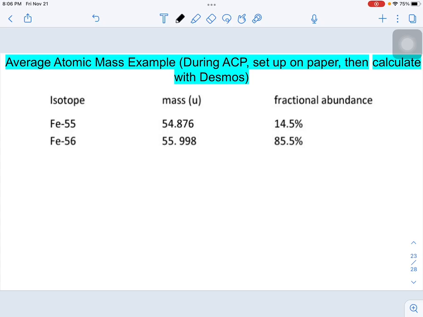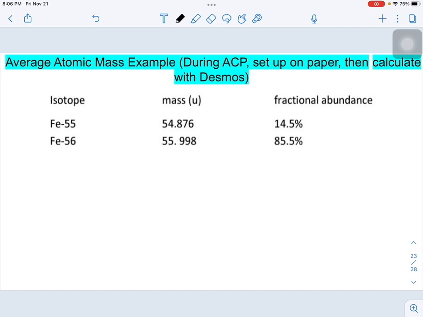Let's go ahead and go over an example problem. I'm going to go ahead and work this for you in case you're having trouble with this. But it's very important to remember that during the ACP, you need to set this up on paper and then calculate it in Desmos. So feel free to get out a scrap paper because the next problem you're going to do by yourself, and you need to go ahead and do that.